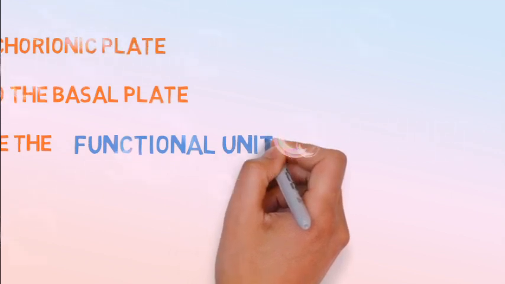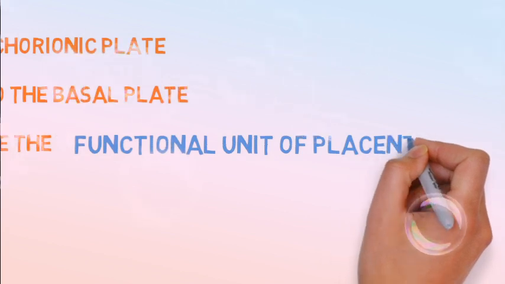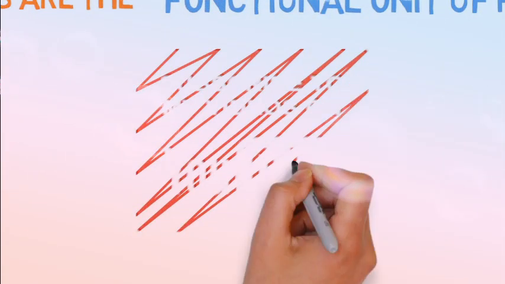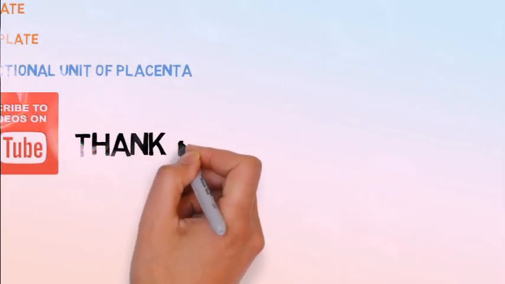So the structure of the placenta mainly includes four structures: the chorionic plate, the basal plate, then the stem villi and the intervillous space. So that's all about the structure.